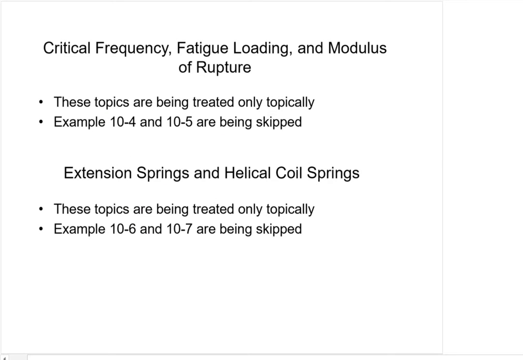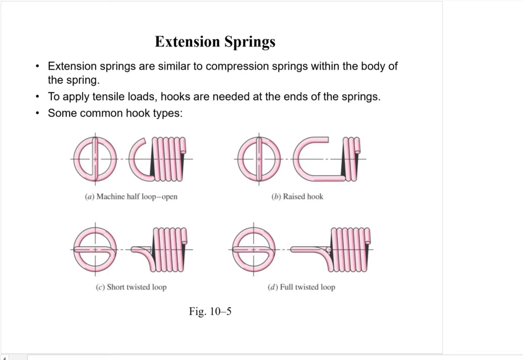Here we are at fatigue, critical frequency, fatigue, and modulus of rupture. They're only being treated topically, and we're skipping these examples. Same thing with this. We're not covering this, so I'll take the X out. But here, let me circle the important part. Topically, example skipped. Topically, example skipped. And so in skipping, we're going to extension springs.